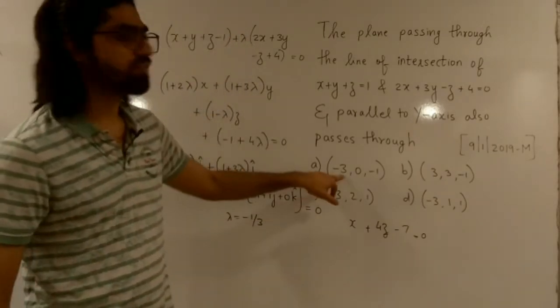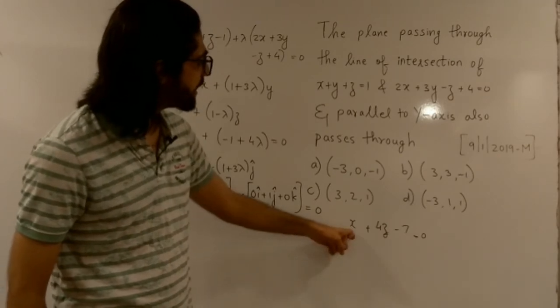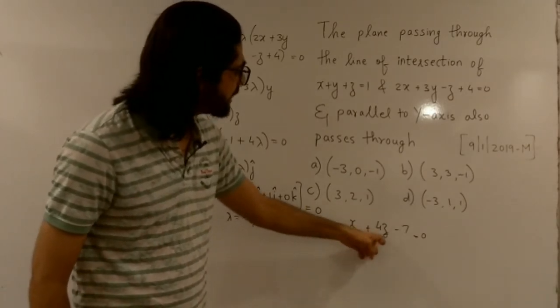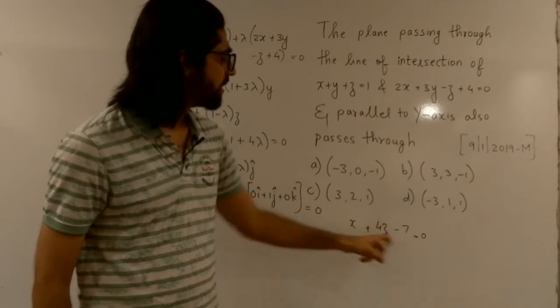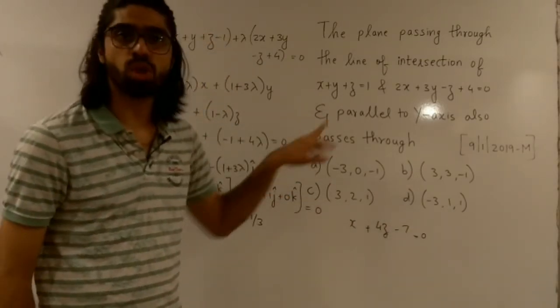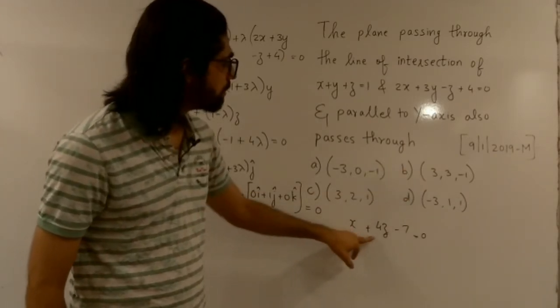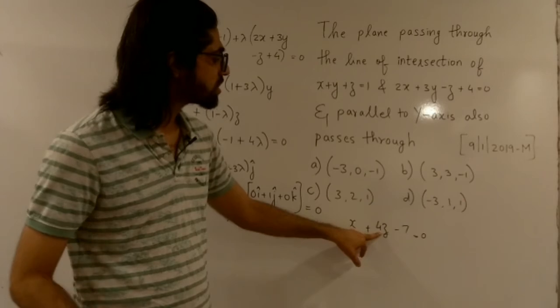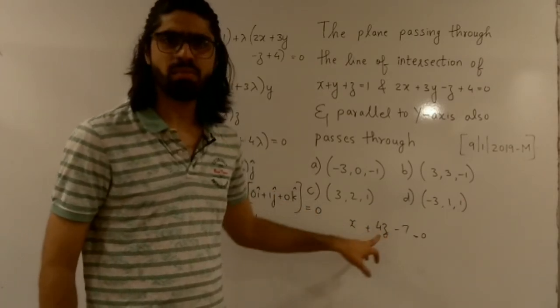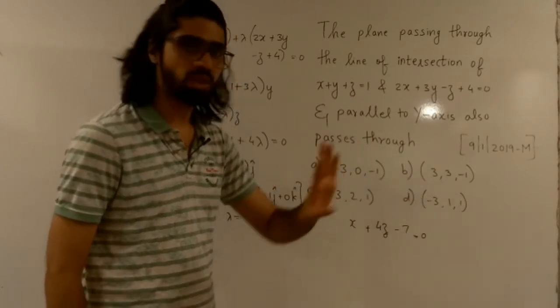Let's check for the first point. Minus 3, 0 and minus 1. So I have minus 3, minus 4, minus 7. Minus 3, minus 4, minus 7 is not equal to 0. So option A is wrong. Substitute the second option. I have 3, minus 4, that is minus 1, minus 7. 3 minus 4 is minus 1, minus 7 is minus 8, not equal to 0. So option B is also wrong.